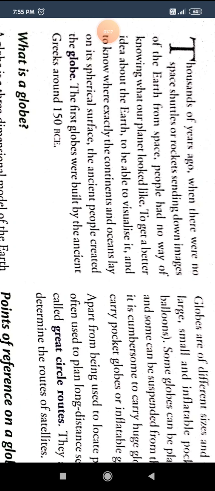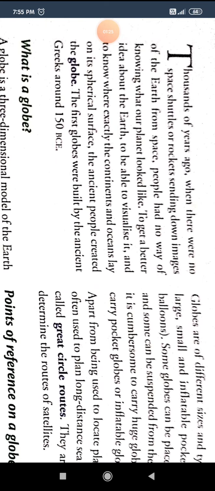And the ancient people created the globe. The first globes were built by the ancient Greeks around 150 BCE. The globe which they made gives the accurate shape of the earth.